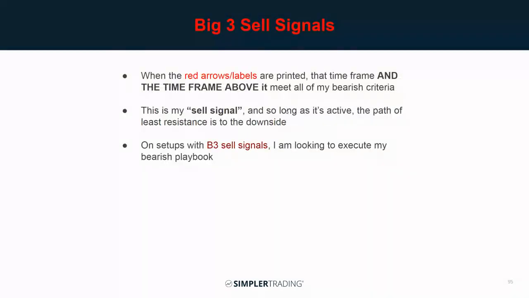Then we have our sell signals, right? The big bear. When the red arrows or labels, which coincide with each other, are printed, that time frame and the time frame above it meet our bearish criteria. Right? As long as our sell signal is active, the path of least resistance for that time frame is to the downside. So of course, on the setups with the big 3 sell signal, that's where we're looking to execute the trades from the bearish playbook.